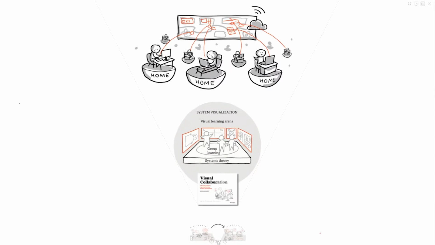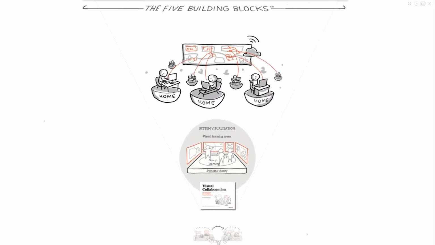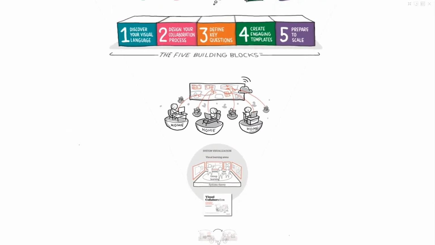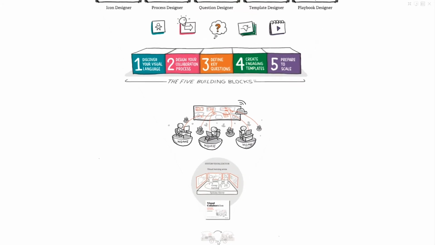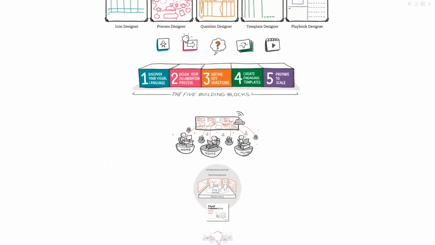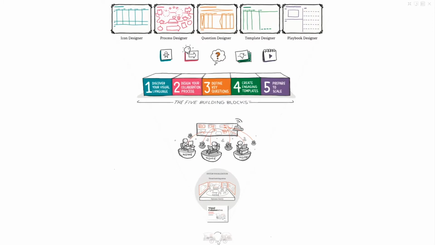Now, to do this, it's helpful to have a method with which you can actually, both in remote and face-to-face meetings, work your way through it and get everybody on board so you cultivate this way of working. So that's the 5 building blocks of visual collaboration that you see here. So we have step 1, or block 1, block 2, block 3, and block 4 and 5, and they all fit very well together. Each of the blocks also have a tool, the designers that you see in the top.